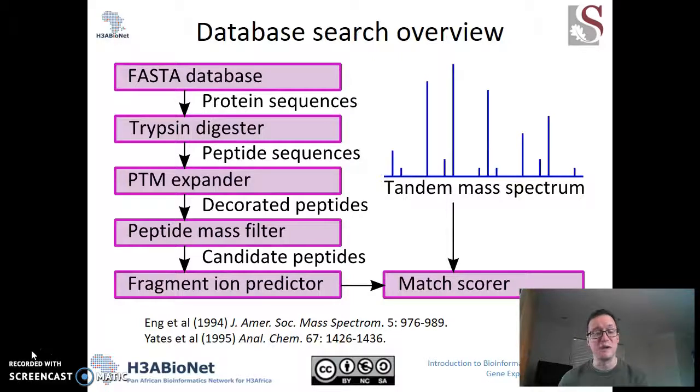This was all introduced back in 1994 and 1995 by two papers from the Yates lab. That's where I did my PhD, so this has been something that I've cared about for a long time.